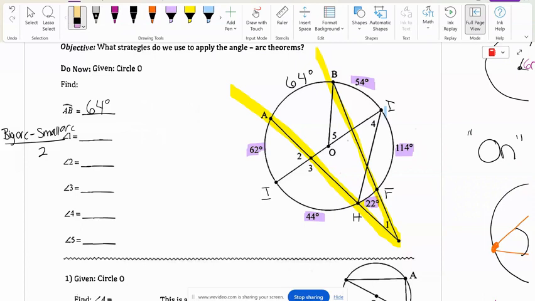You always put the bigger arc first because we're subtracting and we don't want negatives. So we're going to say 64 minus 22 divided by 2. Well, 64 minus 22 is 42. 42 divided by 2 is 21 degrees. So angle 1 is 21 degrees.